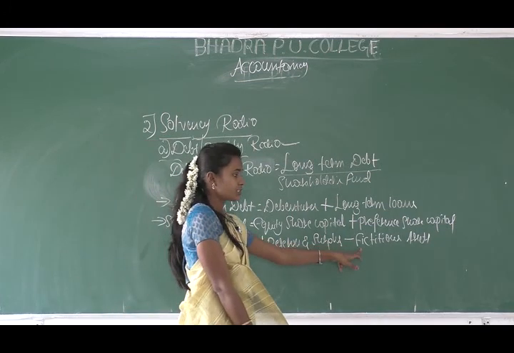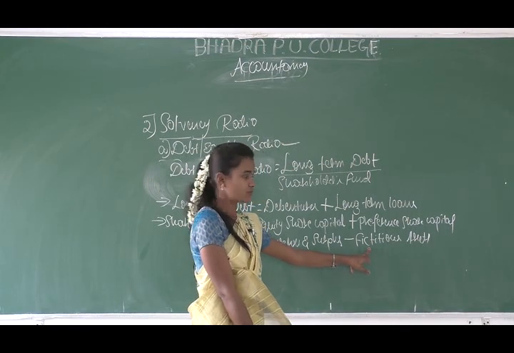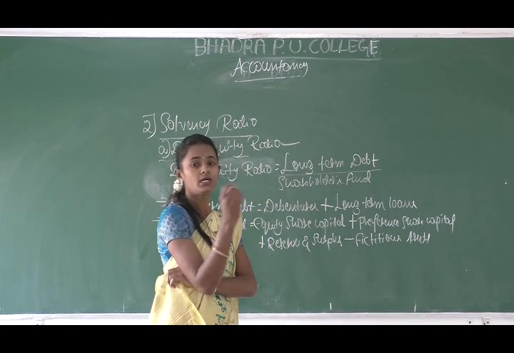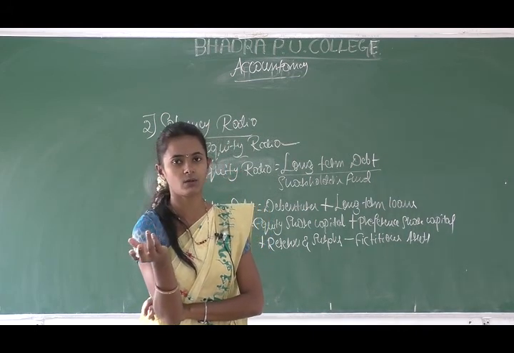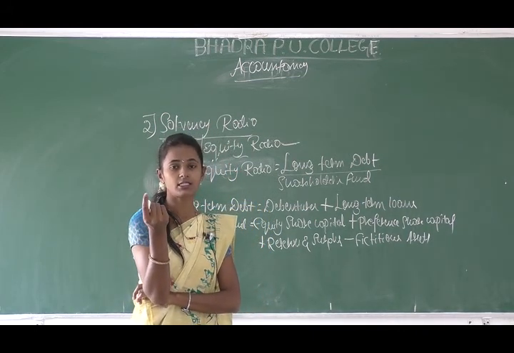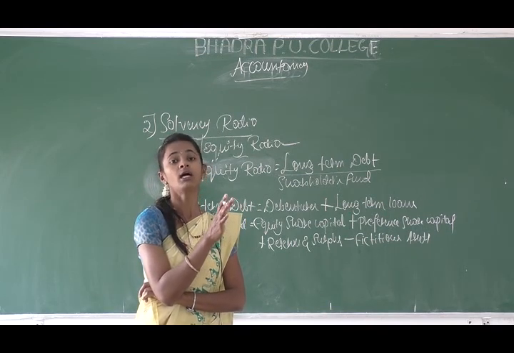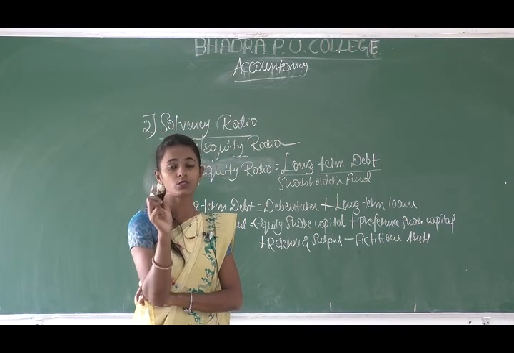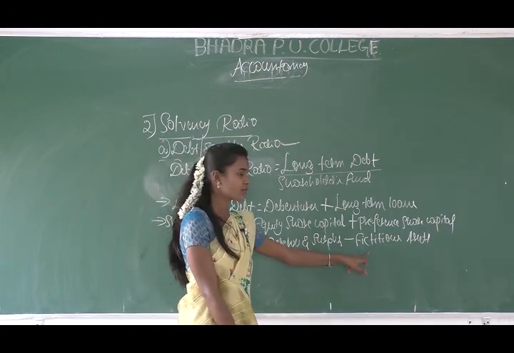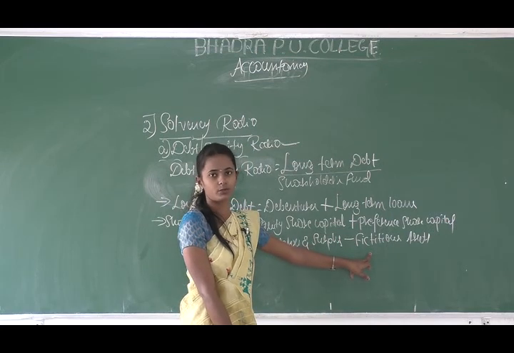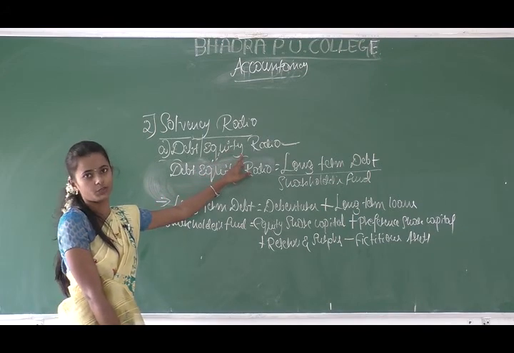Again, fictitious assets, what is that? In the last class I have explained this one, that is fictitious assets. Okay. So, what do we always take for fictitious assets? It's always preliminary expenses. So, preliminary expenses are nothing but the expenses which are incurred before the incorporation of a business. Okay. That is what preliminary expenses are. In case preliminary expenses come, we take them under fictitious assets. Okay. This is all about your debt equity ratio.